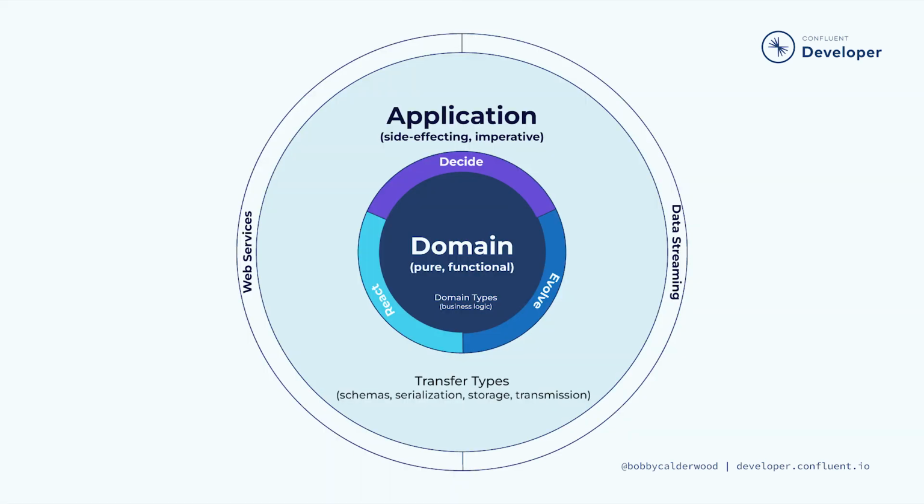Now that we've created our transfer types and their associated schemas, our domain types, and the decide, react, and evolve functions for the various streams in our model, we're ready to plug these pieces into the application and infrastructure layers of our system. Our next module covers how to use the code we've built within the various components of the streaming data platform.